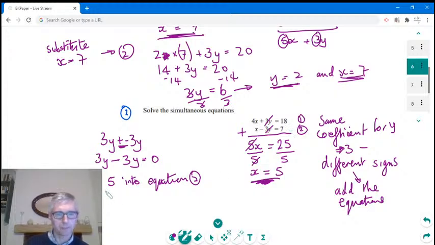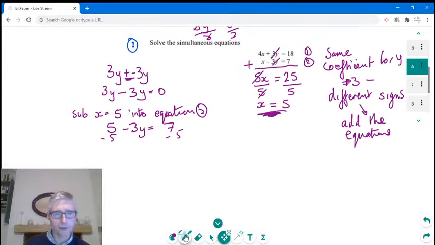So I've got 5 replacing the x, minus 3y equals 7. Now I need to rearrange this a little bit. I'm going to get the minus 3y on its own first of all, so I'm going to take away 5 from both sides. There are a few different ways of solving something like this, but this is the way I would choose. Taking away 5 from both sides, we end up with 0 there, so the 5's have disappeared.